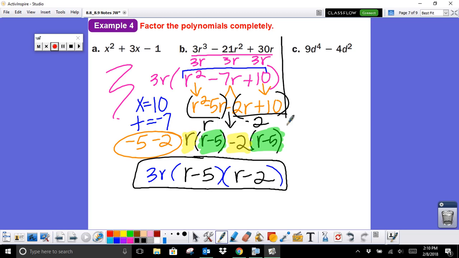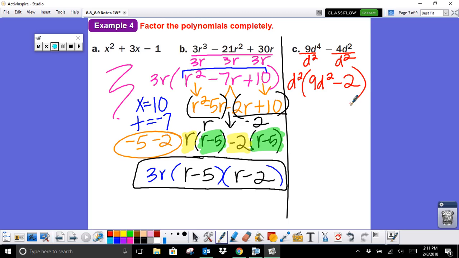All right, let's look at C. This one's going to be much shorter because it's a binomial. So what's our first step? GCF. There is a GCF here: D squared. So if I take D squared out, that leaves me with 9D squared minus 2.